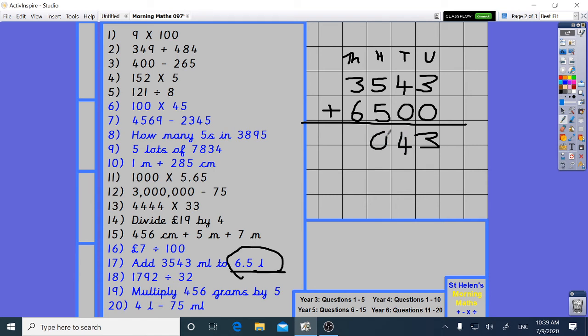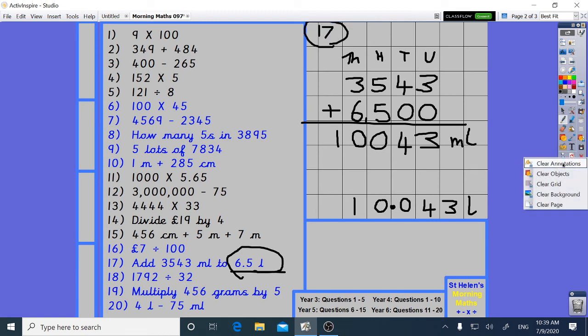4 and 10. 10,043. My answer's in millilitres. If you had a litre answer, you divide it by 1,000 and it would be 10.043 litres. 10.043. Because 10,000 millilitres is 10 litres, and then this 43 millilitres is very small when you're talking about litres. Let's go on. That was question 17, wasn't it? Let's go on to question 18.